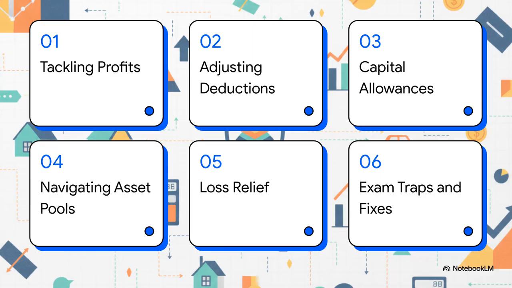Okay, here's our roadmap for today. 1. Tackling trading profits. 2. Adjusting your deductions. 3. Mastering capital allowances. 4. Navigating asset pools. 5. Rescuing revenue through loss relief. And finally, 6. Exam traps and fixes.